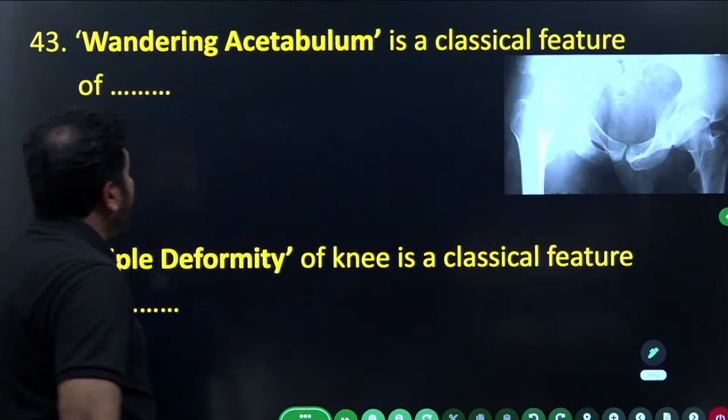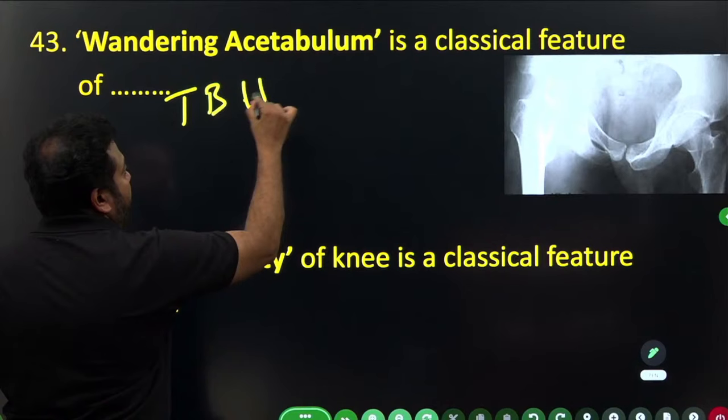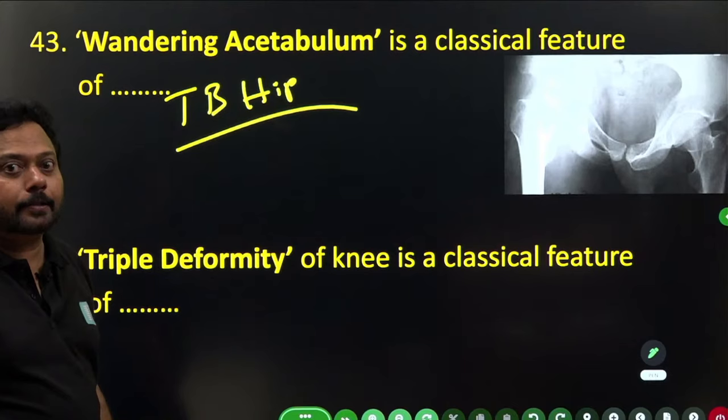Wandering acetabulum is a classical feature of, okay, in Image Base also it is there. Wandering acetabulum is a classical clinical feature of TB hip. I'm not going to explain this. Please go through that in the Image Base session on YouTube. It is already there. Wandering acetabulum is otherwise called traveling acetabulum. It's a classical feature of TB hip.